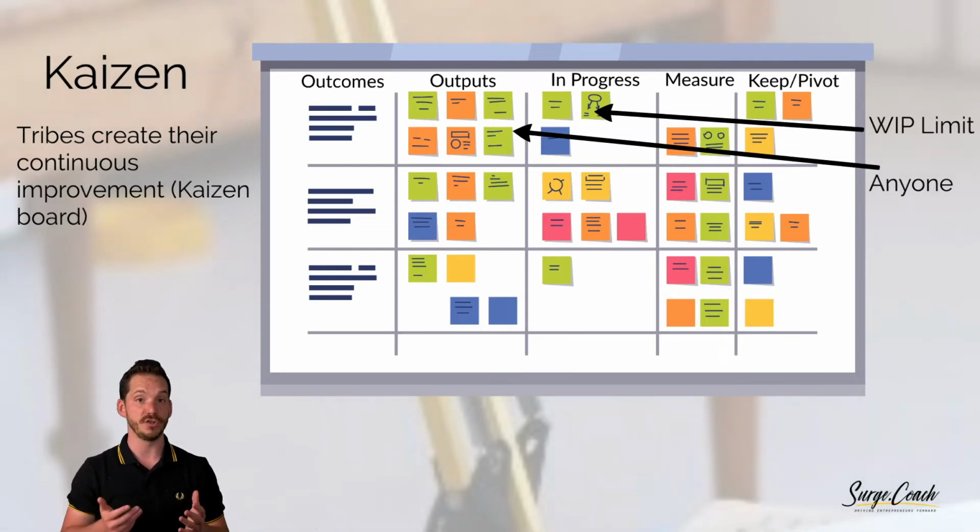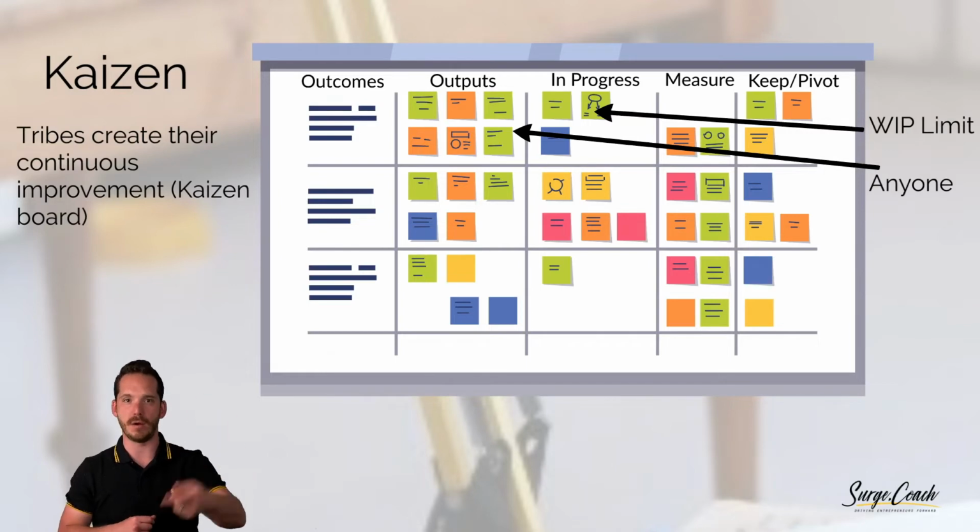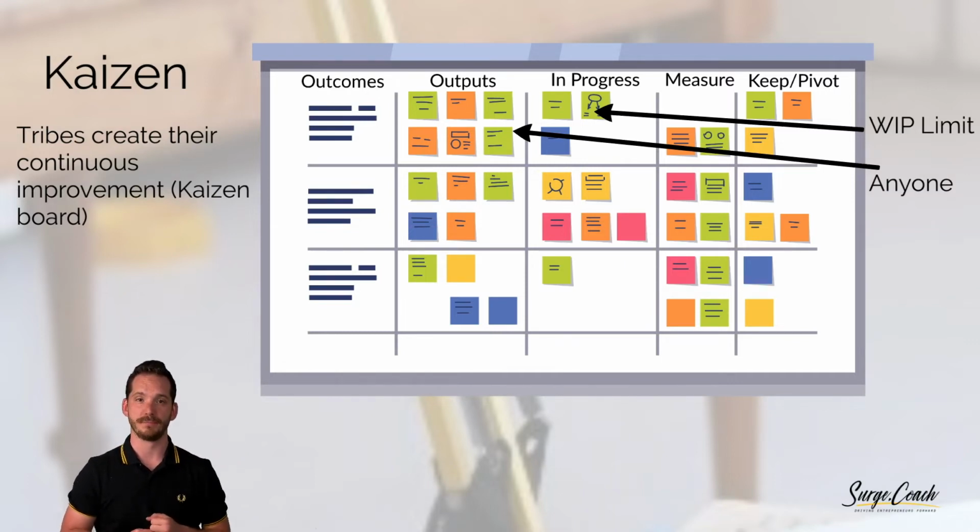You could have features in flight. There are projects in flight. It does not matter how you do it, as long as you're splitting it up into objectives, outcomes, outputs, and at a high level, making sure you're in progress as a work in progress limit.